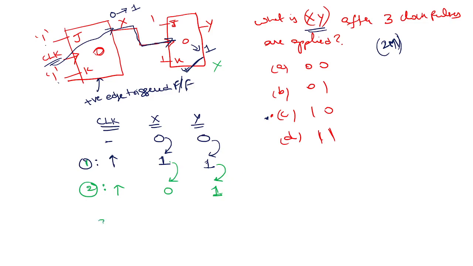Right? Then you apply the third clock pulse. X will always be affected because X is directly connected to the clock, right? So X will be 1. 0 to 1 is a positive edge that you are giving as a clock to this. Are you getting it? So this will be enabled now. So 1 will become 0.